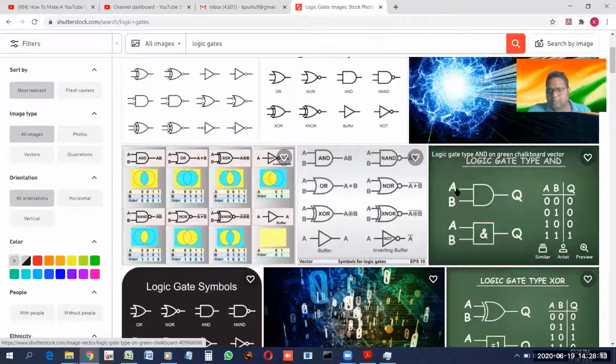As I said, the gate has some input points here. A and B are the input points. Q is the output point. Now it's telling you that if the value of A is something and B is something, what will be the value of Q? Look at this truth table. This tells you about the AND gate.